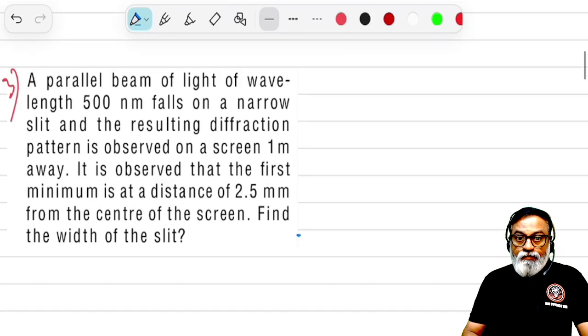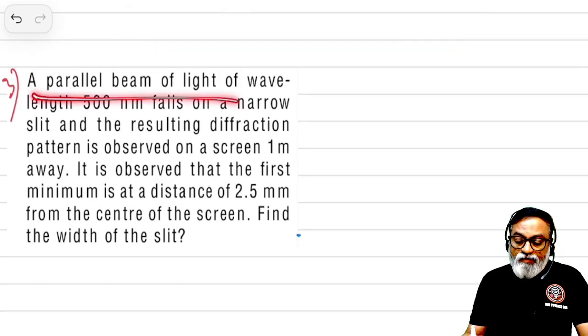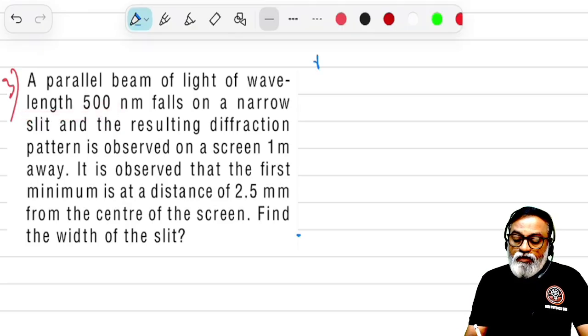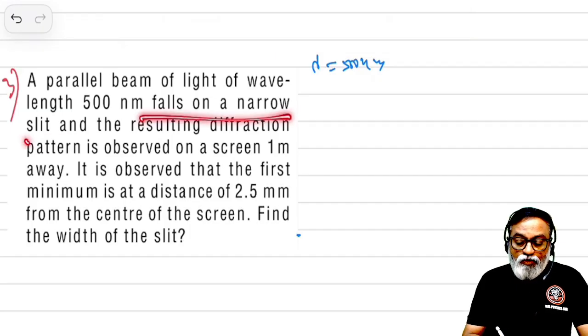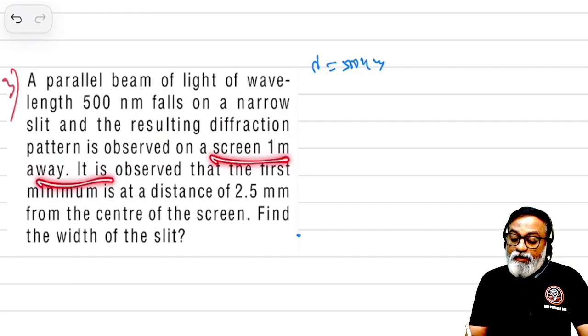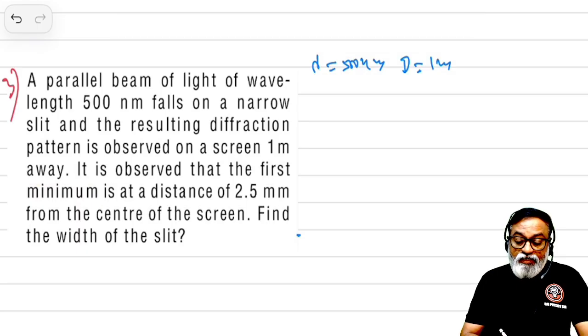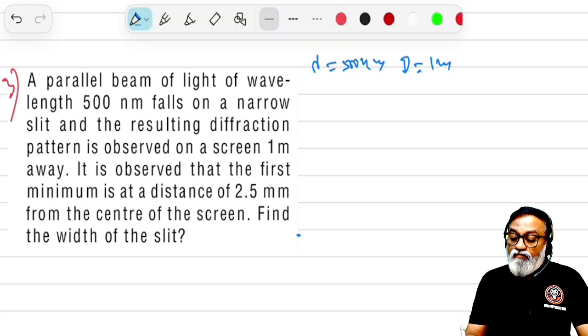Next one. A parallel beam of light of wavelength 500 nanometer, therefore lambda is equal to 500 nanometer, falls on a narrow slit and the resulting diffraction pattern is observed on a screen 1 meter away. Therefore capital D is equal to 1 meter. It is observed that the first minimum is at a distance of 2.5 millimeter from the center, so y1 is 2.5 millimeter.